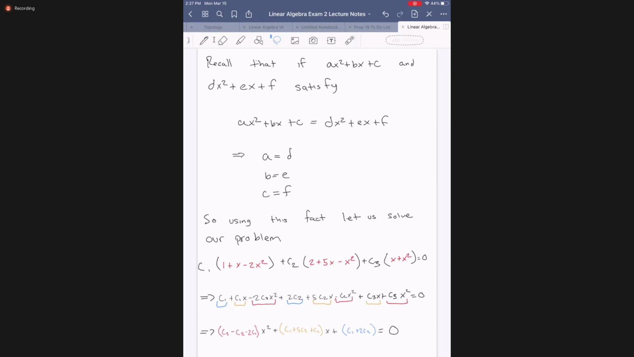5C2. Oh, for the x, I think I fixed it. Is that fine? Yeah, we fixed it. Okay, perfect. Now let's go back and look at this result. Since the left-hand side is that polynomial and the right-hand side is the zero polynomial, what does each one of these have to equal? Zero, right? Yeah, exactly. So we equate them all to 0.